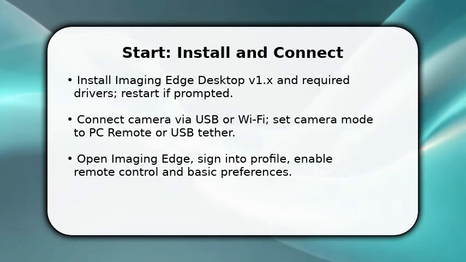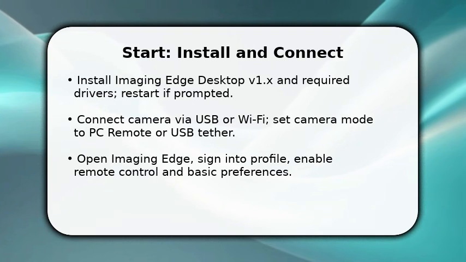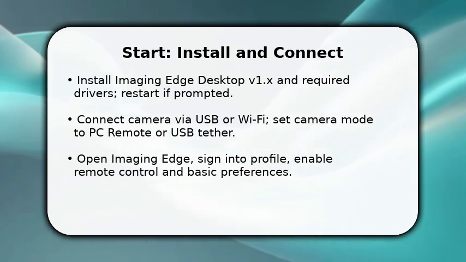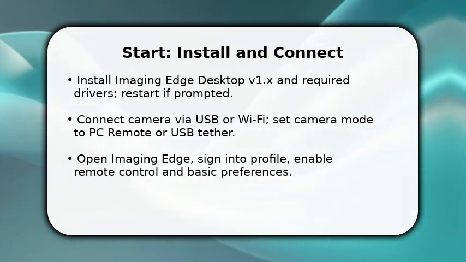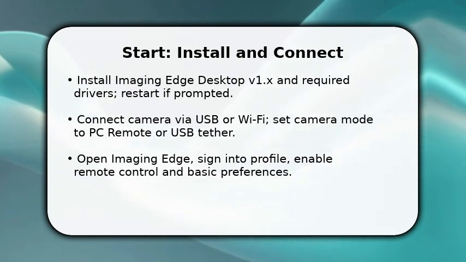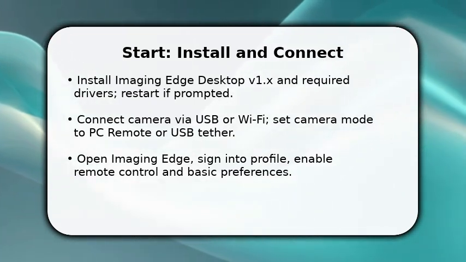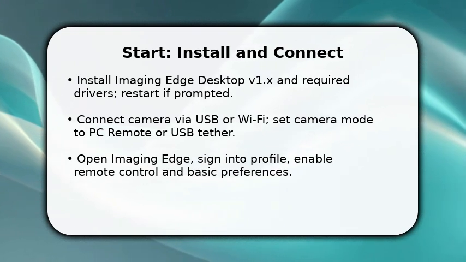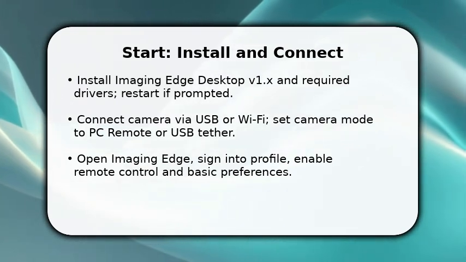You begin by getting the core pieces working. Install Imaging Edge and the camera drivers, then connect the camera via USB or Wi-Fi. Once done, set the camera to PC remote or tethering so the app can detect it. This allows live view and shutter control.